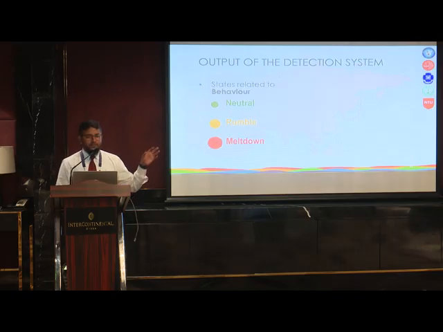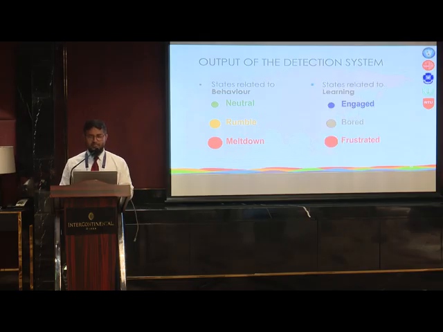Now, the behavior in this particular case could be represented using a traffic light system. It could be neutral when everything is going well. It could be a rumble moment, as I said, where they are going towards an even worse situation, which is the meltdown, when they do not have any control whatsoever over their emotions. So the emotional dysregulation takes place. And of course, in addition, as you have seen in the previous system, we can also have the learning states, whether a student is engaged, bored, or frustrated.